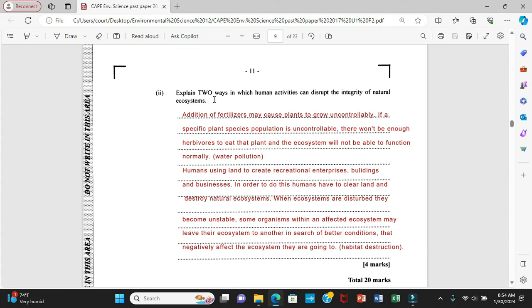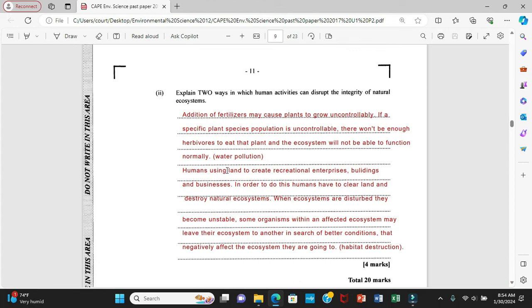All right, anyway, it says explain 2 ways in which human activities can disrupt the integrity of the natural ecosystem. One is the use of fertilizer. So let me read. Addition of fertilizer may cause plants to grow uncontrollably. If a specific plant species population is uncontrollable, there won't be enough herbivores to eat that plant and the ecosystem is not able to function normally.